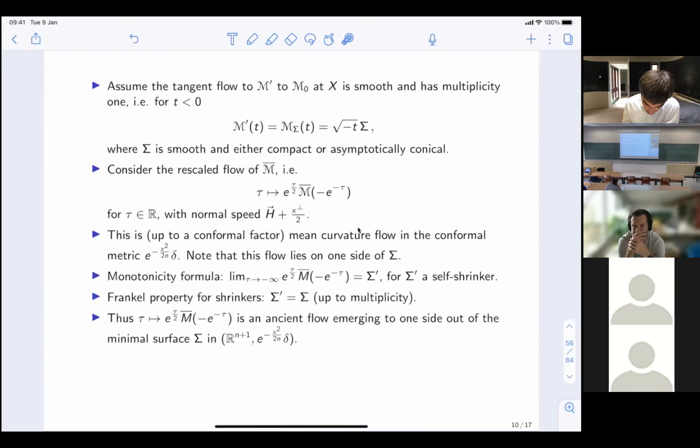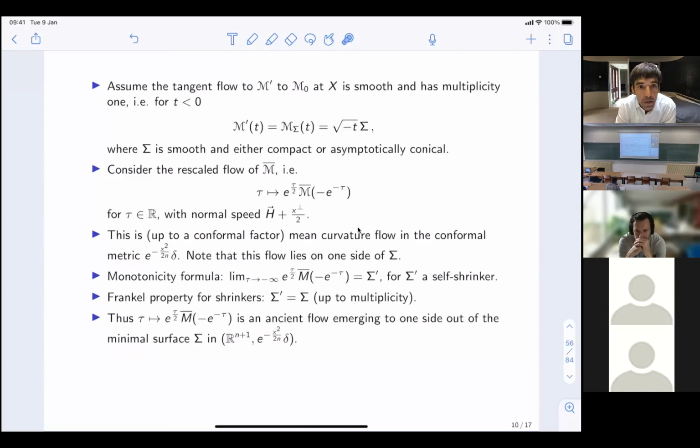Now, so this gives then an ancient flow emerging to one side out of this minimal surface in this Gaussian metric. But one side, you see, it moves to one side. If you think about the eigenfunctions of a minimal surface, there's only one eigenfunction which has a sign. That's the lowest eigenfunction. So if you have the motion to one direction, the behavior should be governed by the smallest eigenfunction, for the smallest eigenvalue of the second variation.